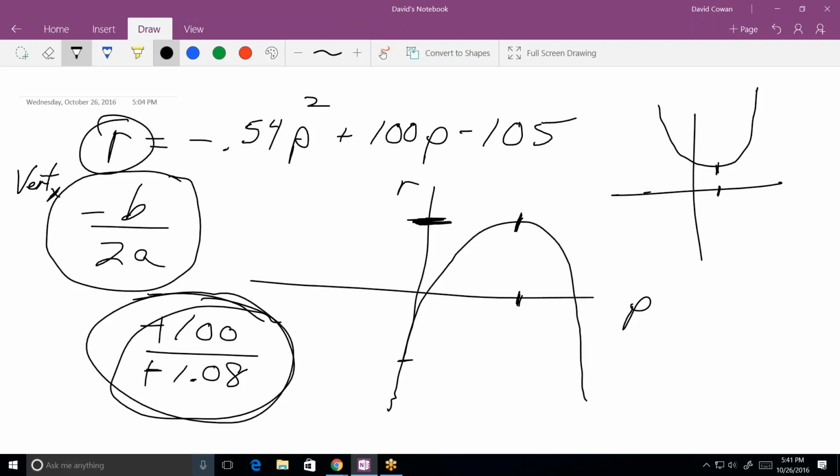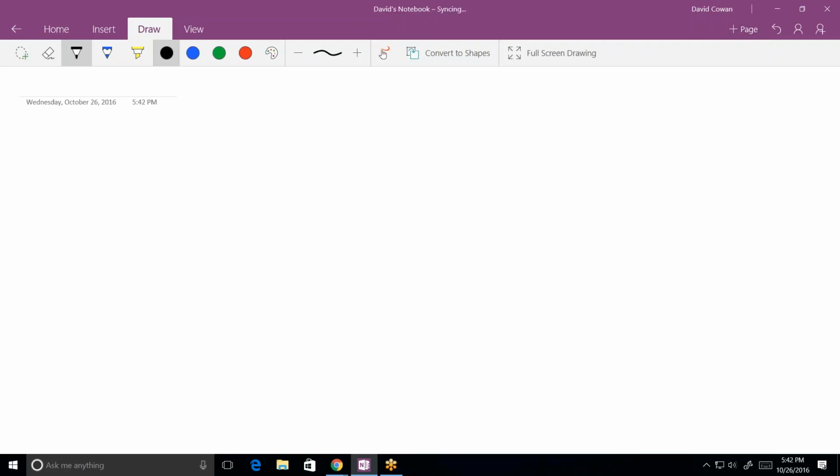Okay. And there is a formula for the y coordinate of the vertex, but nobody memorizes it because it's basically just easier to take the x coordinate, or in this case the p coordinate, and plug it into the equation and figure out what r is when p is equal to that. Right. All right. What else you got? There are all kinds of questions along this problem. Okay. Let's do another one.